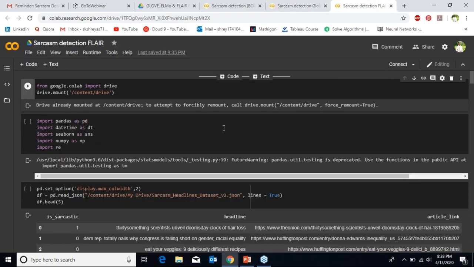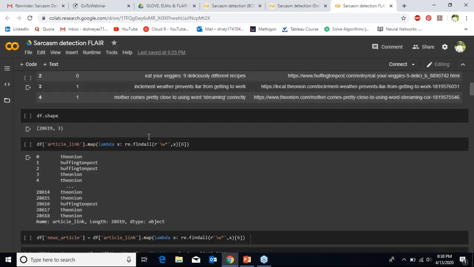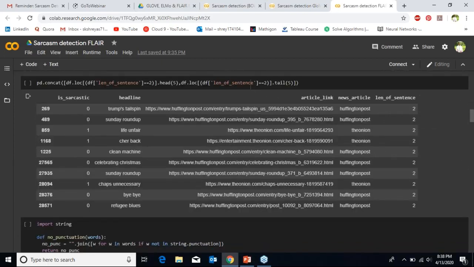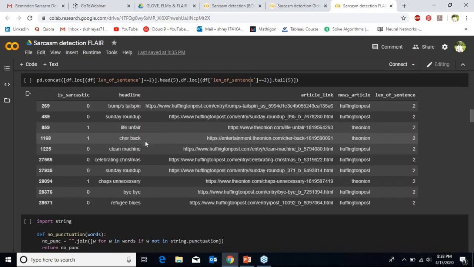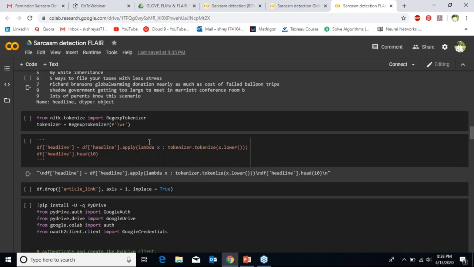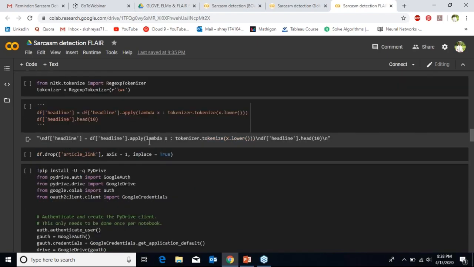So, going with the FLAIR embeddings, here I did not do much pre-processing because FLAIR embeddings are contextual, and in order to detect sarcasm, it is very important to consider even the stop words. That's why I did not remove the stop words, and I did not lemmatize.